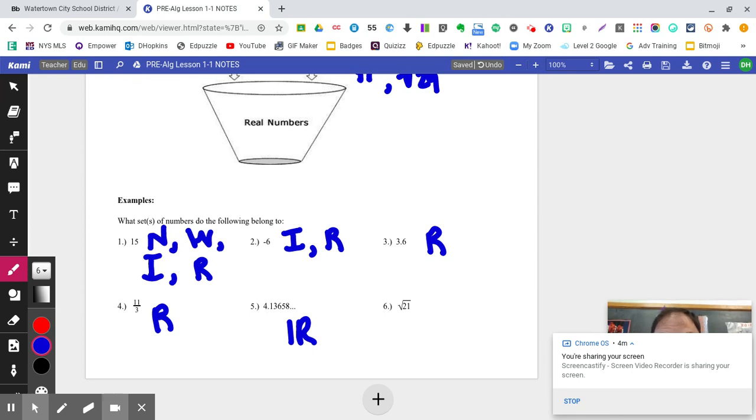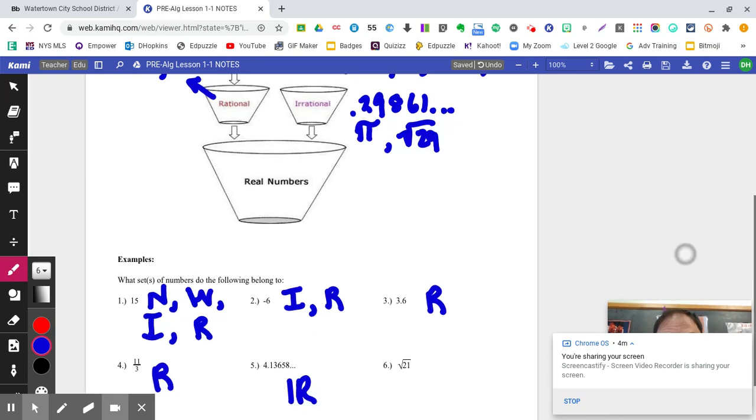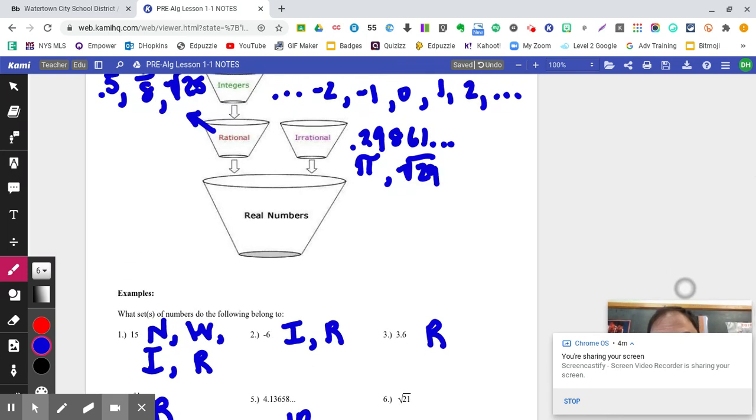Irrational. And the square root of 21. Since the square root of 21 is not perfect, if you put that in your calculator, you'll get a decimal that goes on forever. That means it is irrational.